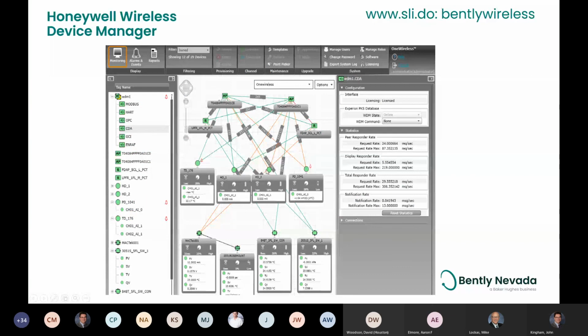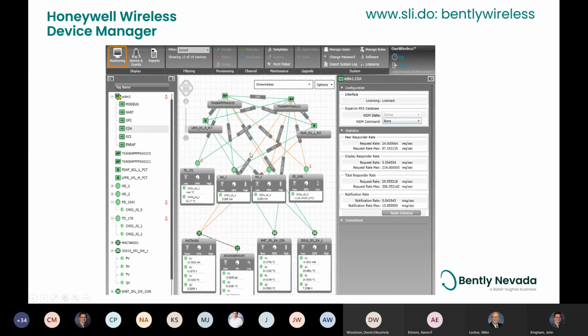So this is a view of the Honeywell Wireless Device Manager. This is somebody who has logged in with the IP address. You've got an administrative password, and this is what you see. So you see in this particular network, there's two access points, and then there's, looks like eight different sensors. And they're all green, which means that they've joined and they've been accepted.